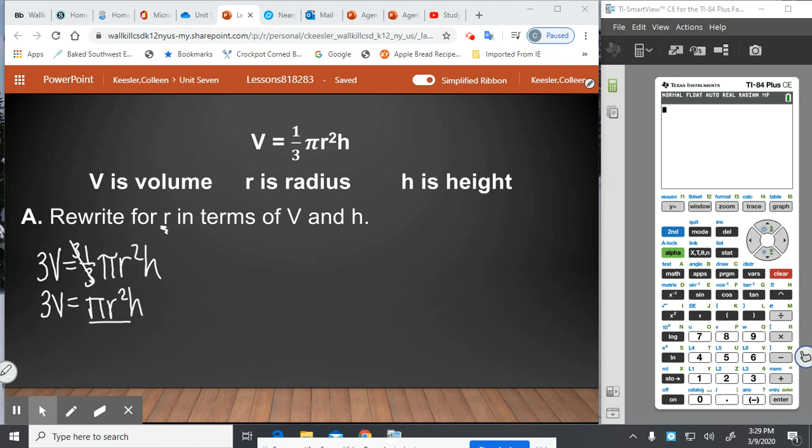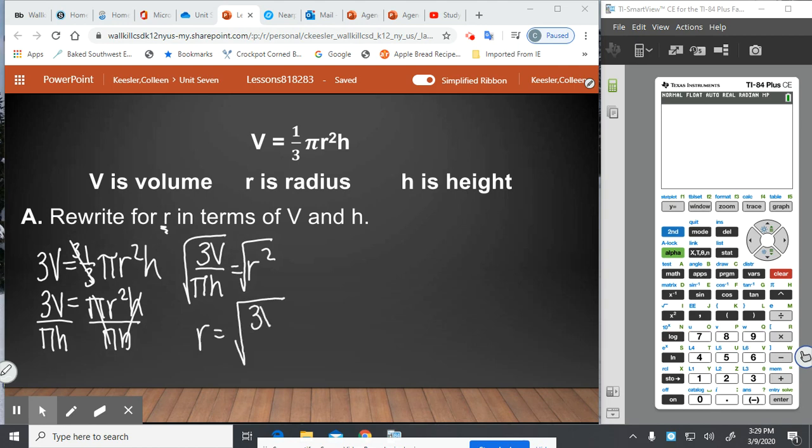Then I'm going to divide by pi h to get the r squared by itself. So now I've got 3V over pi h equals r squared. And last, I take the square root to get the r by itself. So r equals the square root of 3V over pi h.